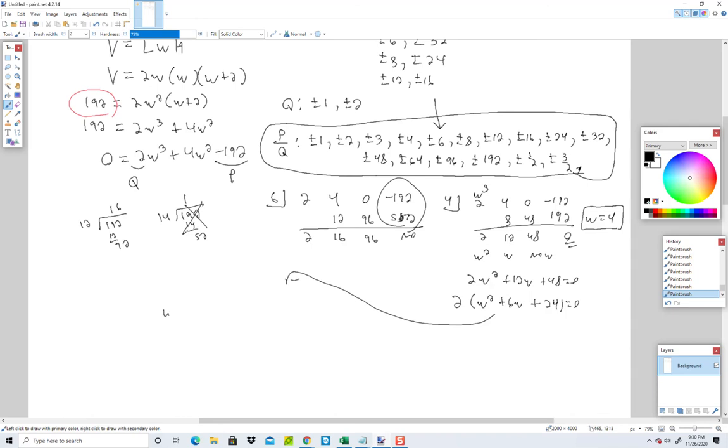But if I use the quadratic formula, I get negative b, so negative 6 plus or minus the square root of b squared minus 4 times a times c. Now right away, I don't really need to go further. Double check my signs. B squared minus 4 times a times c. 6 squared is 36 minus 4 times 24, that's 96. 36 minus 96 gives me imaginary. It doesn't make any sense from a reality standpoint. So we got w is equal to 4.